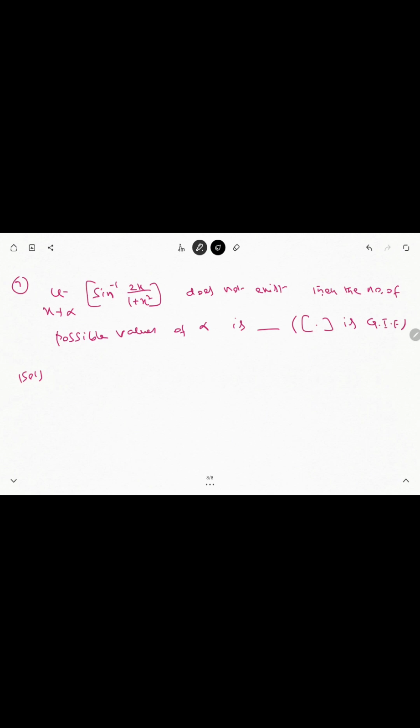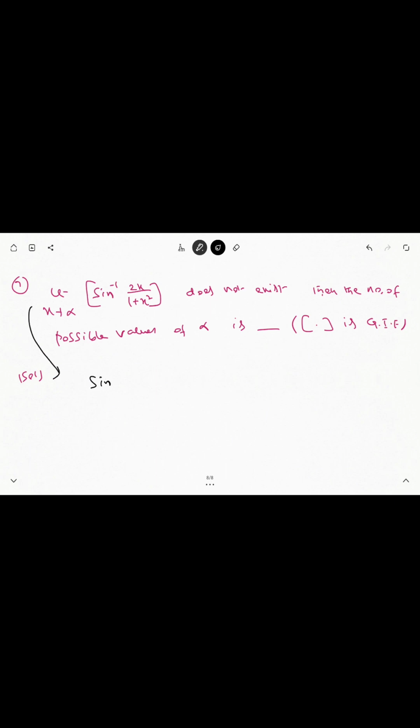Seventh one is: limit x tends to alpha, integer part of arc sine 2x by x square plus 1 does not exist. Then the number of possible values of alpha we have to find. That is greatest integer function or integral part of x. So already we know that the limit of box x or box of f(x) does not exist at integers. Therefore, what to write here?